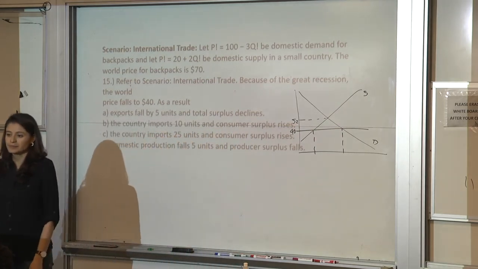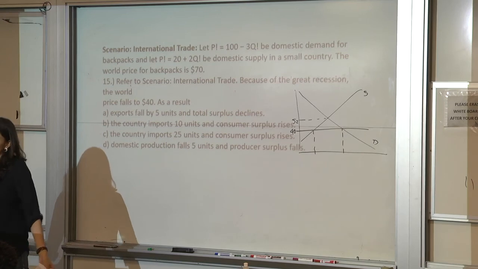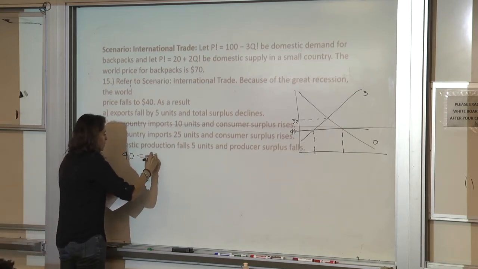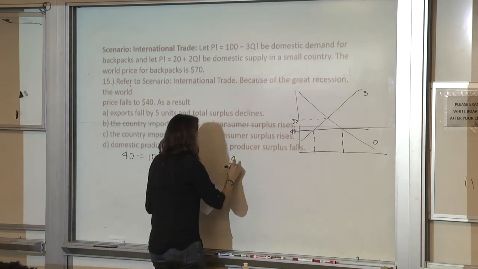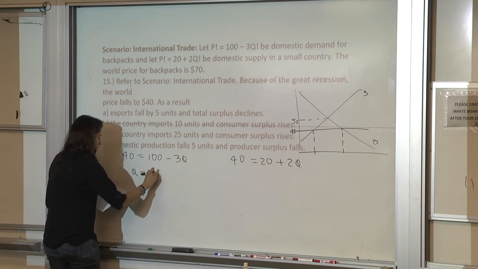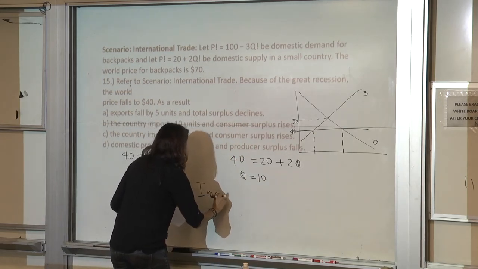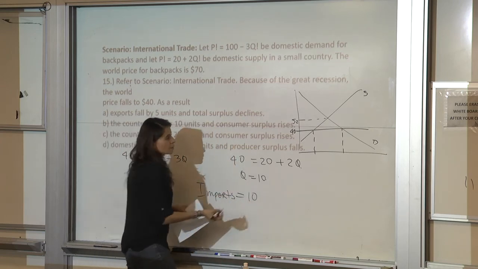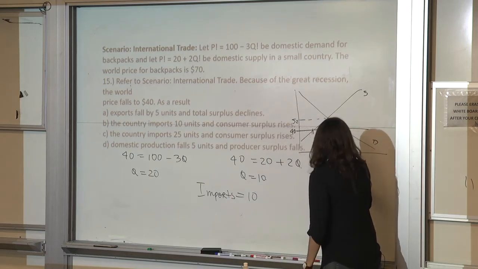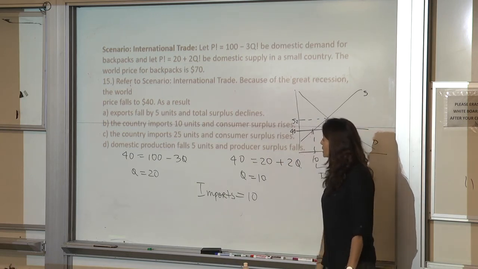And what do we have to do? Since the price changed, we have to put the price in the supply function, put the price in the demand function, and find the imports, okay? So this is again 40 equals 100 minus 3Q, and 40 equals 20 plus 2Q. This Q is equal to 20, and this Q is equal to 10. So imports are now 10. The quantity supplied here is 10 and the quantity demanded is 20. So my imports are going to be 10. So the answer is B.